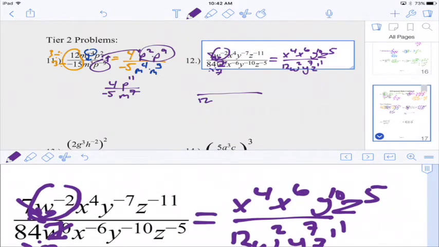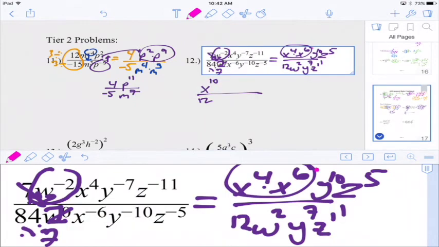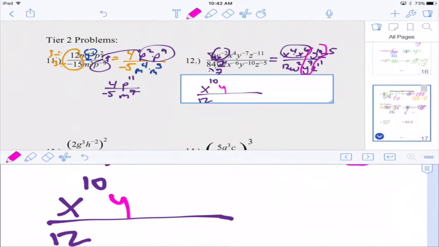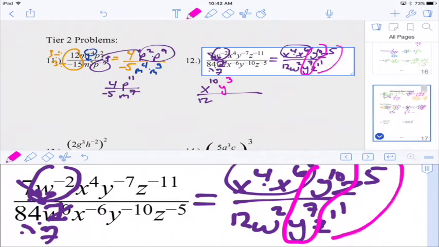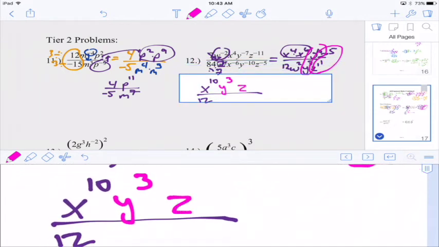Let me look at this. I have x to the 4th times x to the 6th. When I multiply, I add exponents. X to the 10th. Then with my y's, I'm dividing. So I have y to the 10th divided by y to the 7th. That's when I subtract. So y to the 10 minus 7, y to the 3rd. Then my z's, I have z to the 5th divided by z to the 11th. So I'm going to subtract. I get z to the 5 minus 11, z to the -6.